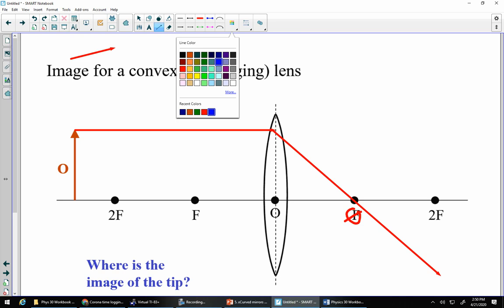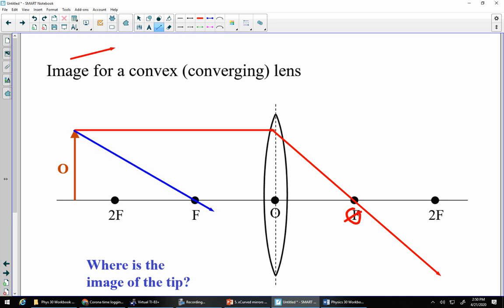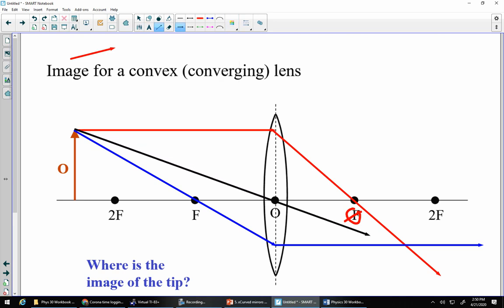Blue for my next one. So now my next light ray goes through a focal point, and we know if it goes through a focal point, it's going to refract and go parallel to the principal axis. Perfect. So the big difference here is we've used both focal points. And then finally, the last one, which I'll do in black. Through the center, it just keeps on going along the exact same path.